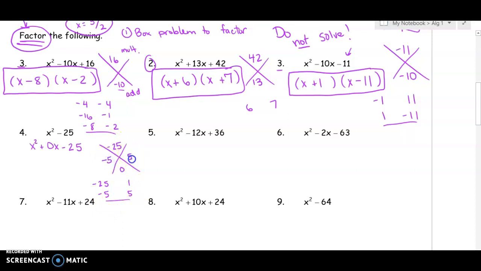All right, if you don't know what multiplies to be certain numbers, use your calculator. If it's even, it's divisible by 2. If it ends in a 5, it's divisible by at least 5, maybe 10. Things like that.